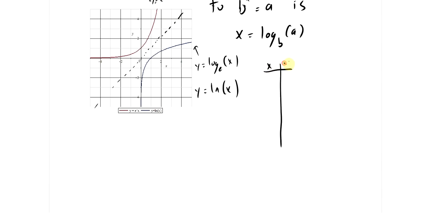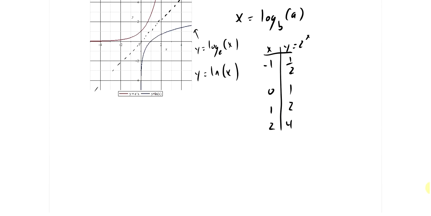X, y equals 2 to the x. Well, if x is minus 1, y is 2 to the minus 1, which is 1/2. If x is 0, 2 to the 0 is 1. If x is 1, y is 2. If x is 2, y is 4.